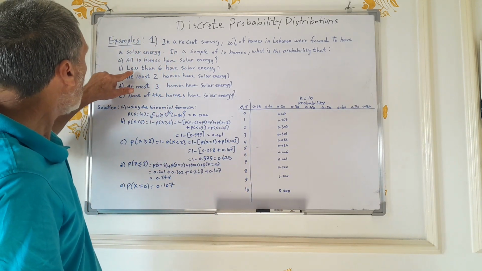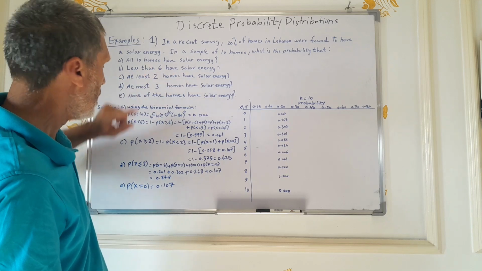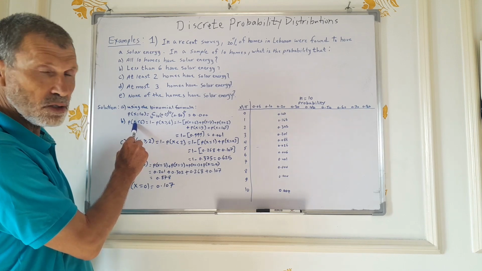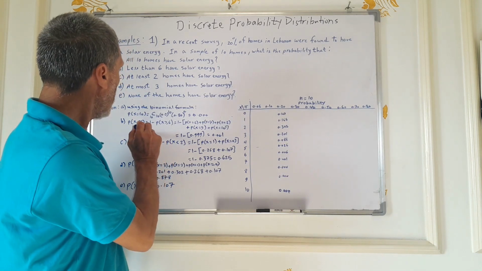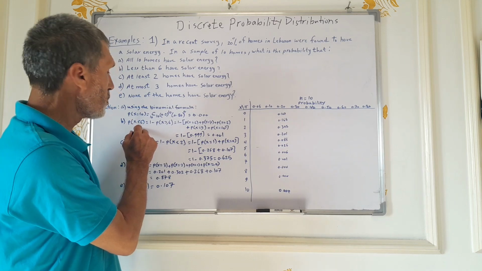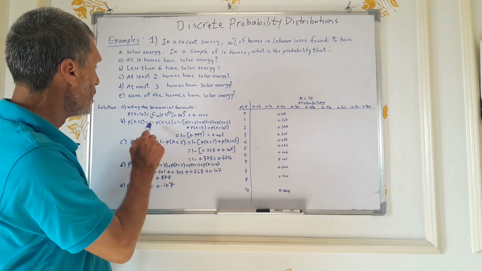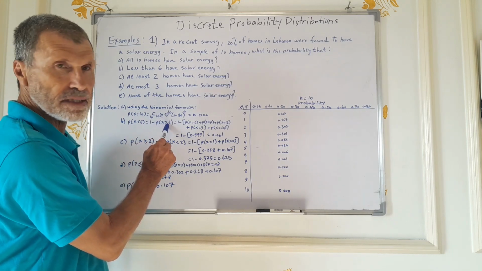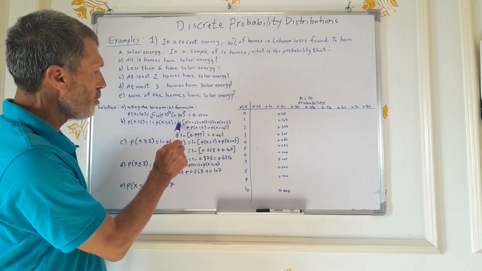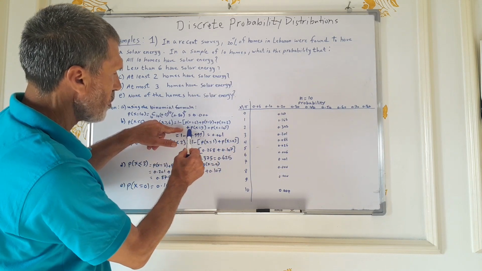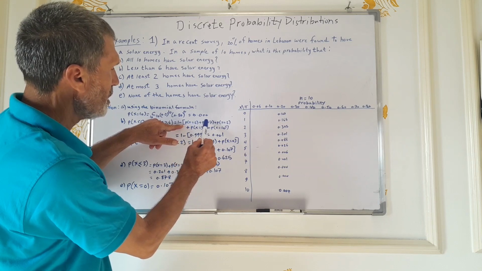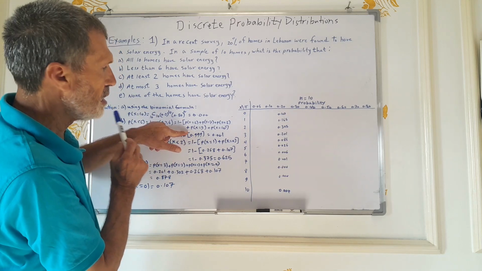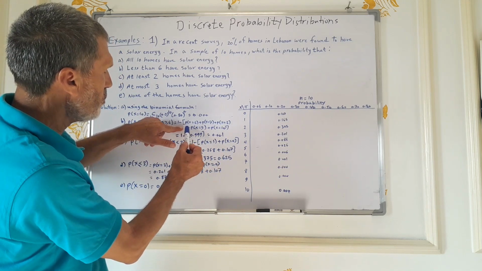Now the second part, less than 6 homes have solar energy, which means probability of x less than 6. Okay, we could use, as I said in the explanation of the lesson, the complement rule. So probability of x less than 6 is equal to 1 minus probability of x greater than or equal to 6, which is equal to 1 minus all those. Okay, 1 minus probability of x equals 6, x equals 7, x equals 8, x equals 9, and x equals 10. So these probabilities, we get them from here.